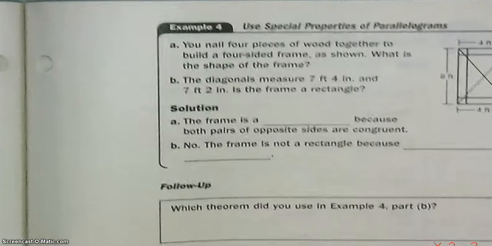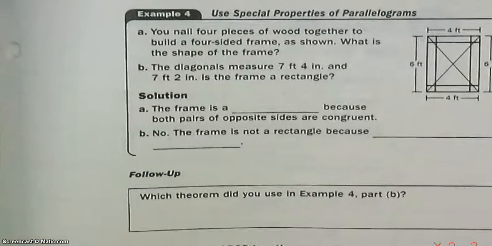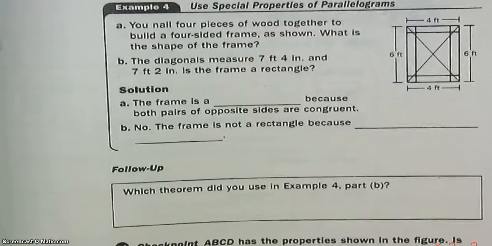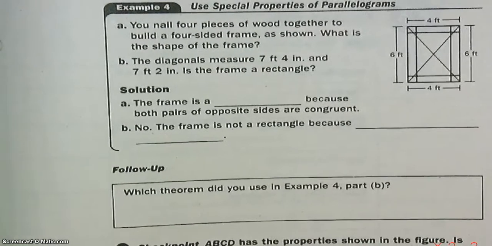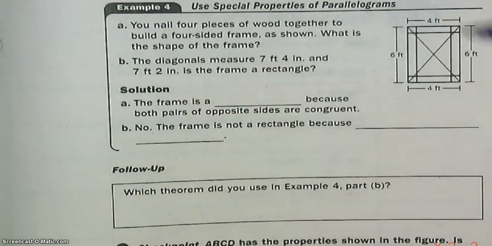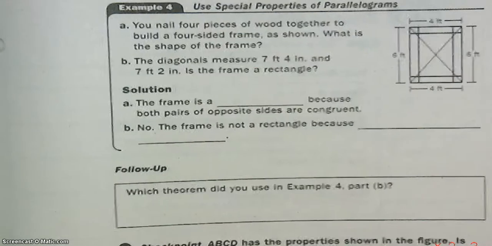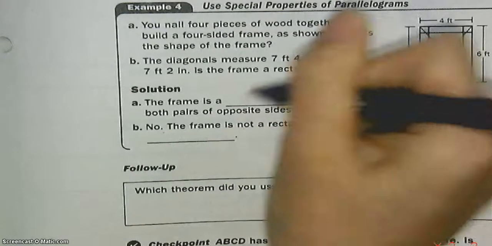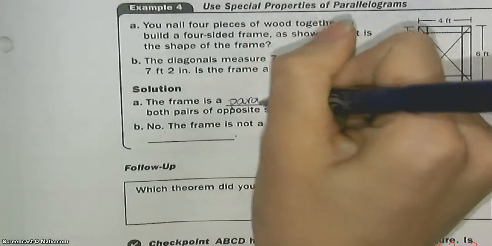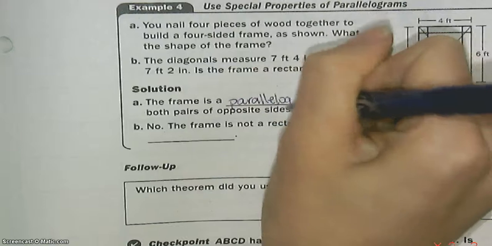You nail 4 pieces of wood together to build a 4-sided frame as shown. What is the shape of the frame? Well, I don't know anything about the angles yet. All I know is that the opposite sides are equal. So all I know is that it's a parallelogram. I don't know if the angles are right.